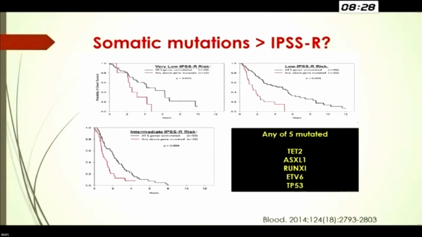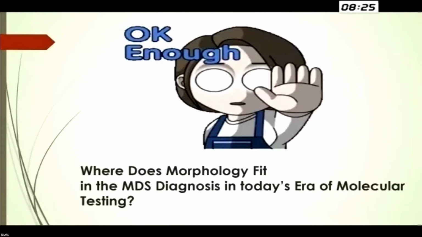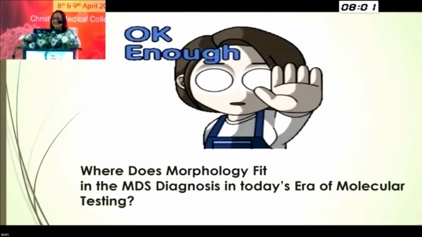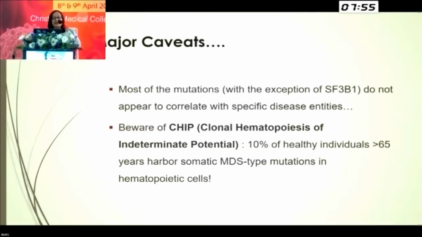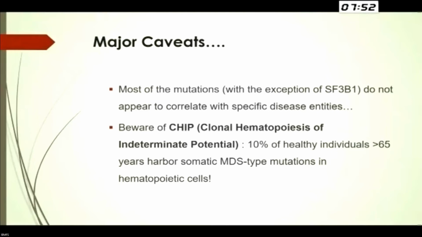So, does this now mean that it is time to say, okay, enough and goodbye to morphology and throw away morphology in the books of history, and say we can only rely on NGS in a patient with cytopenia to arrive at a diagnosis of MDS? So where does morphology actually fit in the MDS diagnosis in today's era of molecular testing? Well, the answer still remains the same. You still need morphology because you must understand that there are certain major caveats with molecular testing.